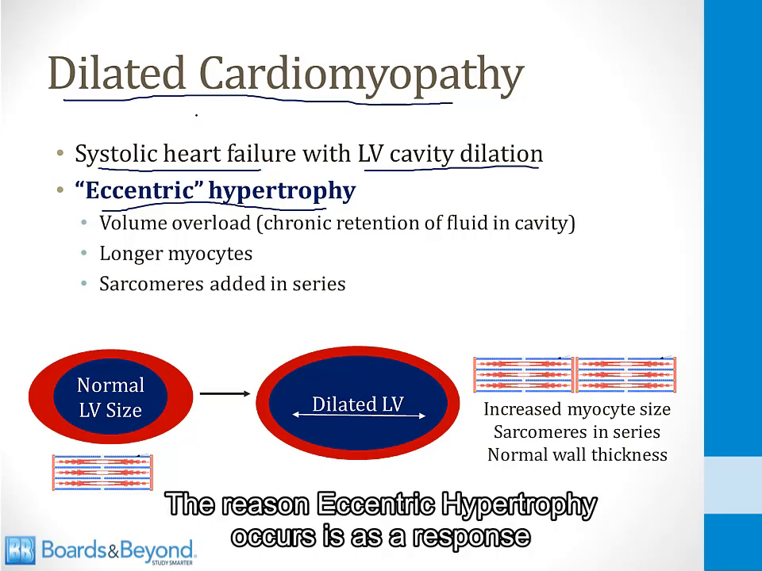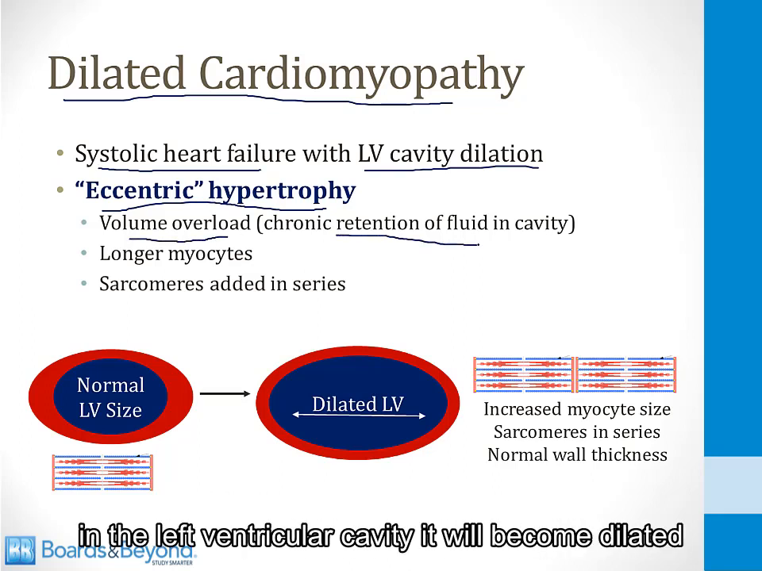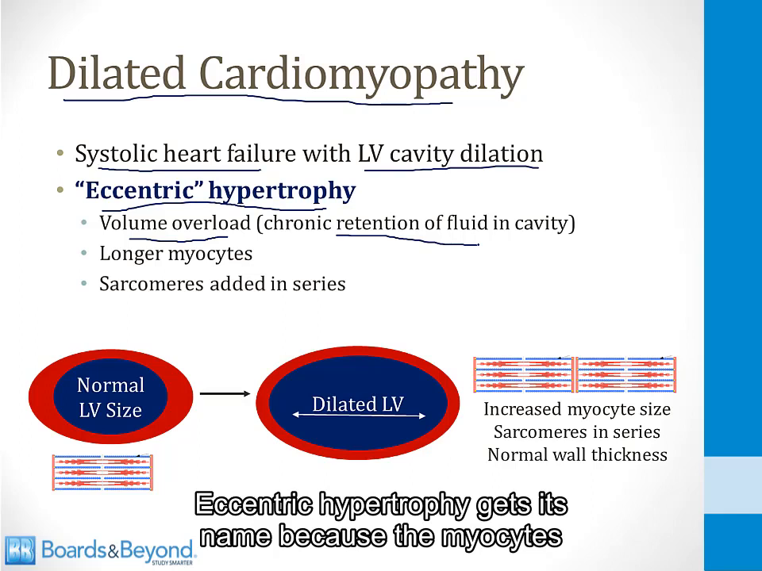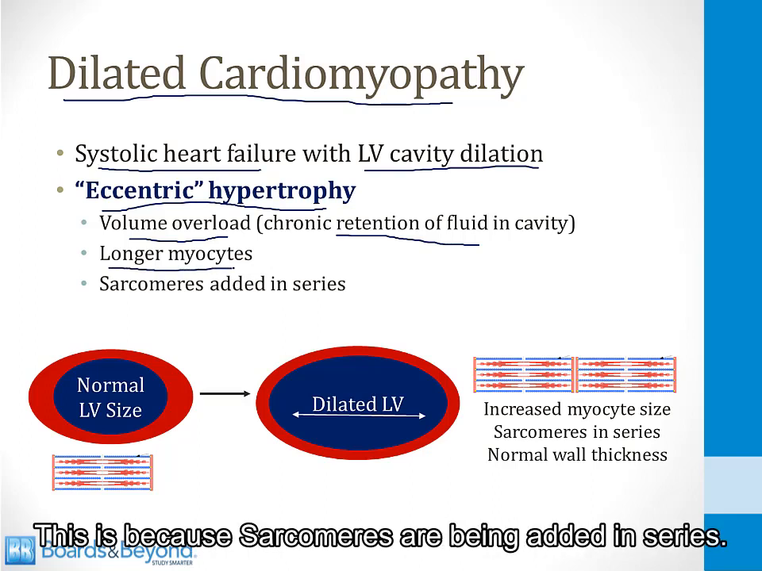The reason eccentric hypertrophy occurs is as a response to volume overload. When there's chronic retention of fluid in the left ventricular cavity, it will become dilated, and a process called eccentric hypertrophy will occur. Eccentric hypertrophy gets its name because the myocytes are growing in size. That's why it's called hypertrophy, but they are growing longer, not thicker. This is because sarcomeres are being added in series.